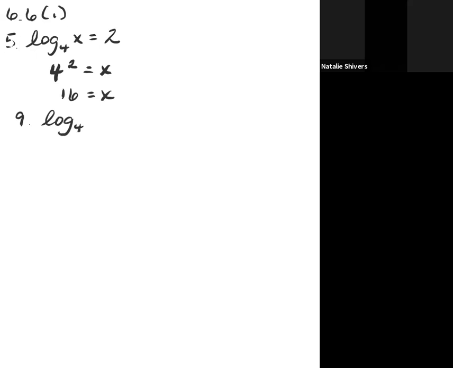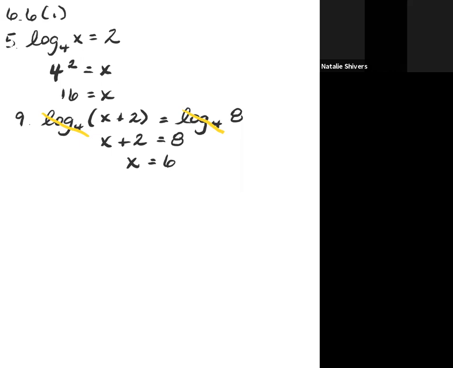Log base 4 of x plus 2 equals log base 4 of 8. So we're going to use all of those rules that we've already used. So the logs are on both sides. There's no plus or minuses floating around. So we get to drop the logarithms. We get x plus 2 equals 8. X equals 6. Everything looks good.